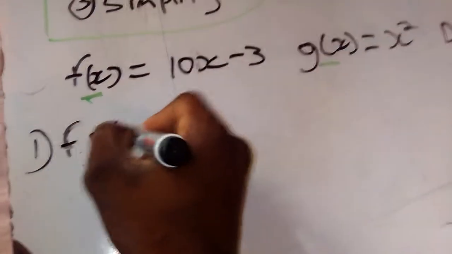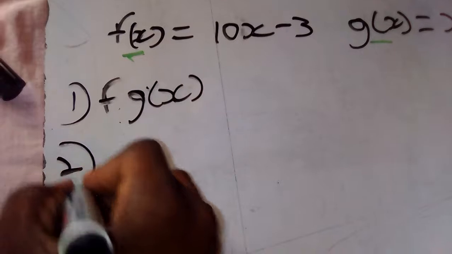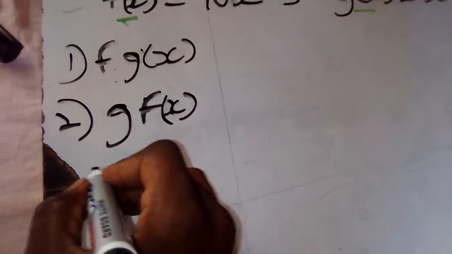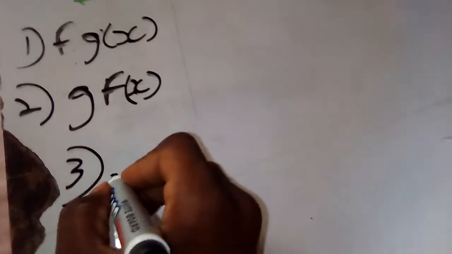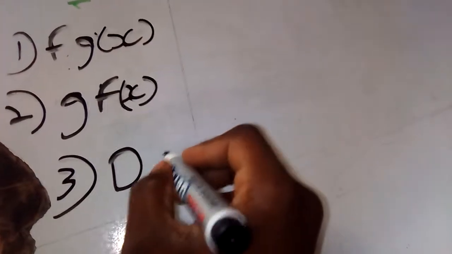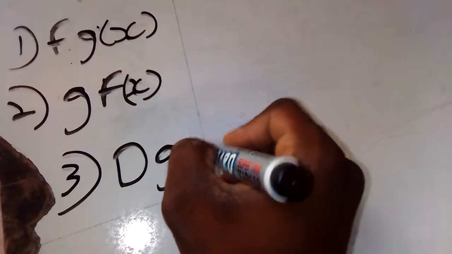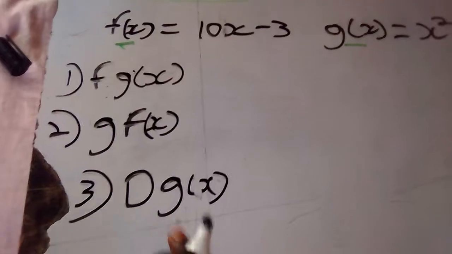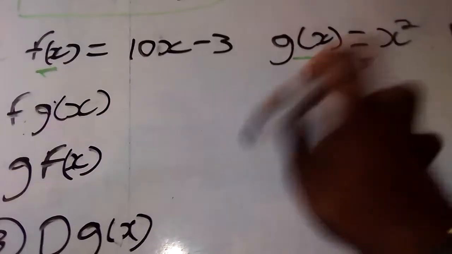Number one would be f of g of x. Number two will be g of f of x. Number three will be d of g of x. Right, so three questions. We have number one, f of g of x. Number two, g of f of x. Number three, d of g of x. Okay? So in other words, this into that, then that into this, then this into that.